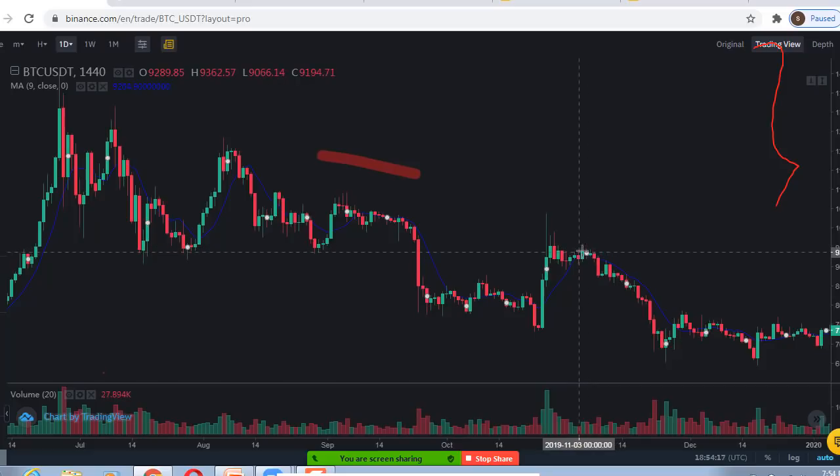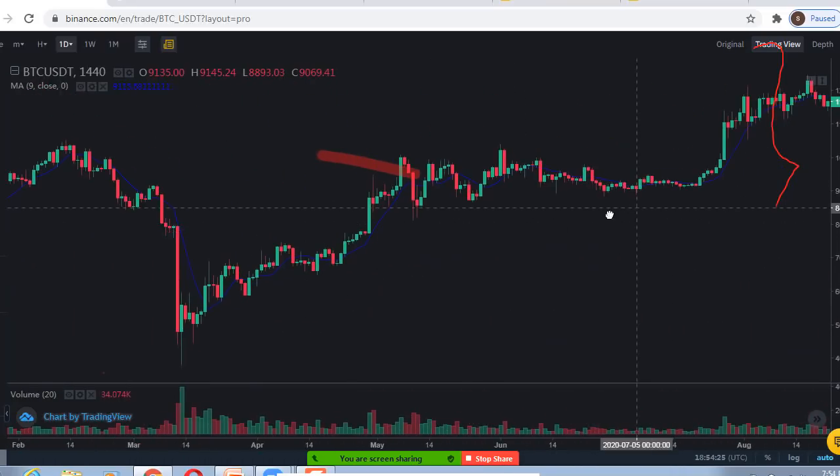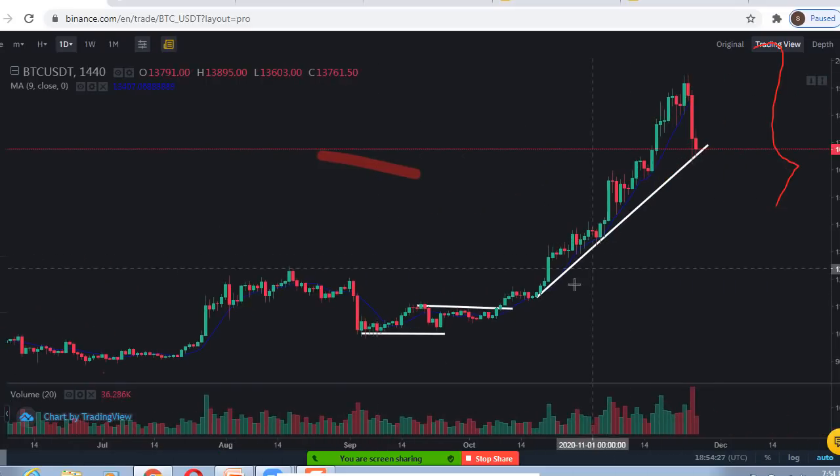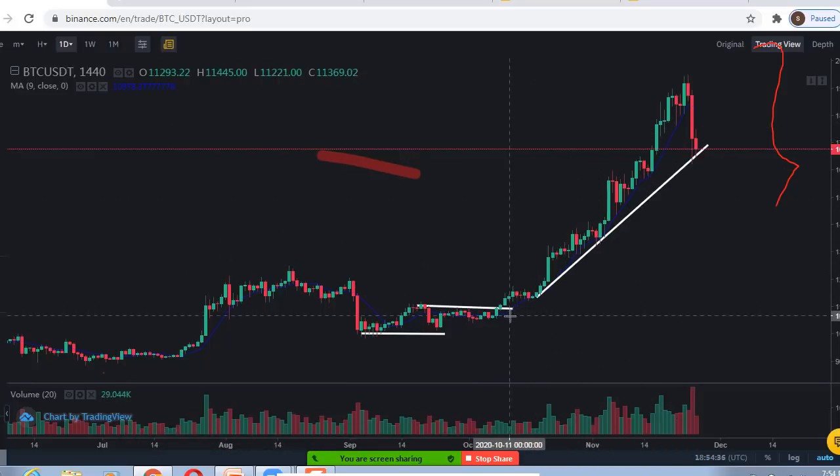So where you see the moving average cross like this, in the case of the market going down, it serves as a resistance. In the case of the market going up, it serves as a support to the market. If you look at here, the market was going up straight and it was in line with the moving average. Okay, so it tells you the trend of the market. Very, very important. Don't forget it.